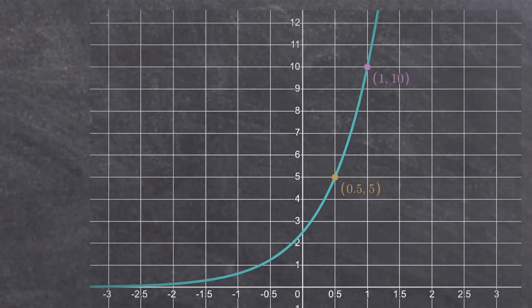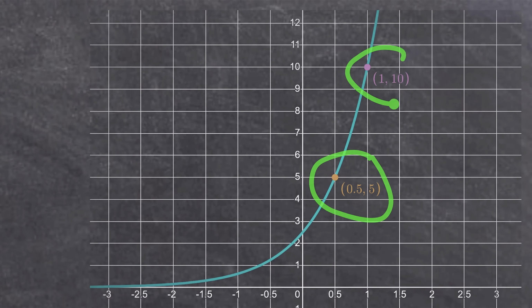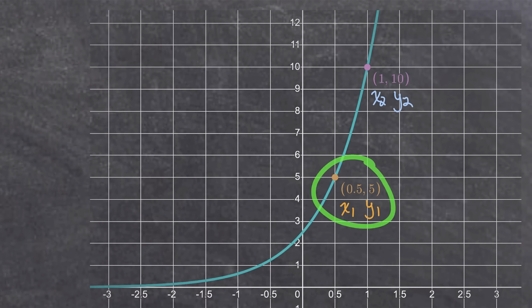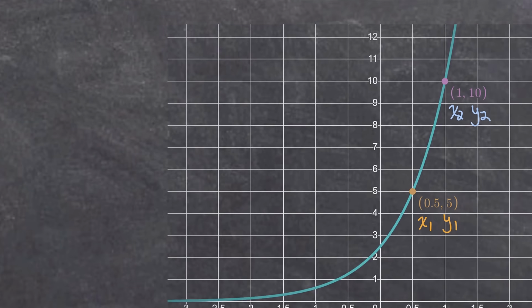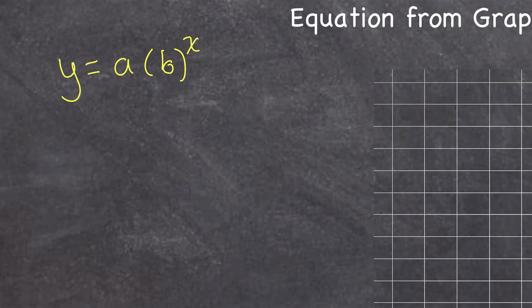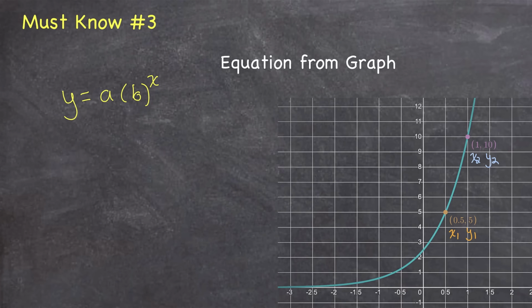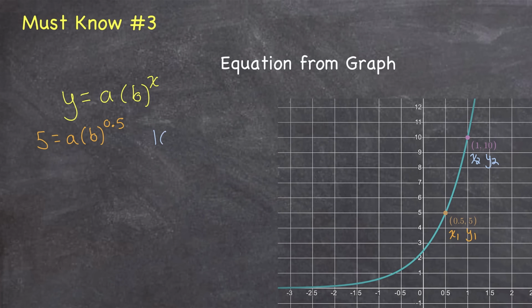If I look at the graph, there are 2 points labeled for me. Each of those points has an x and a y value. Now with each of these points, I will generate two separate equations by subbing their x and y values into this general format of an exponential function. So using my first point, my equation would be 5 equals a times b to the power of 0.5. And using my second point, the equation would be 10 equals a times b to the power of 1. And now I can use the method of substitution to solve this equation.